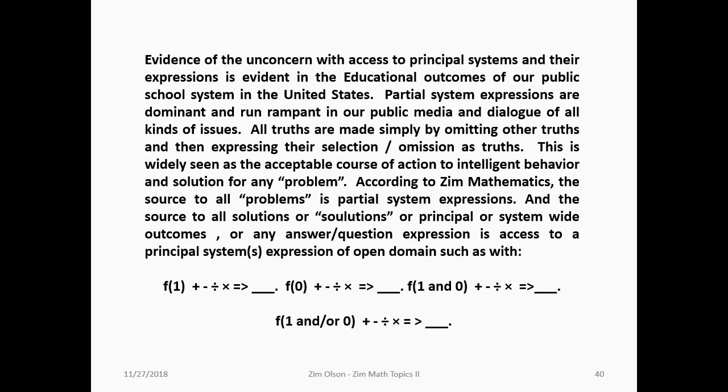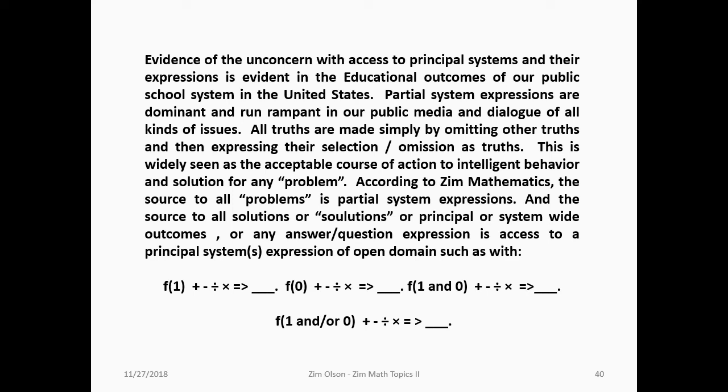Evidence of the unconcern with access to principal systems and their expressions is evident in the educational outcomes of our public school system in the United States. Partial system expressions are dominant and run rampant in our public media and dialogue of all kinds of issues. All truths are made simply by omitting other truths and then expressing their selection or omission as truths. This is widely seen as an acceptable course of action to intelligent behavior and solution for any so-called problem.